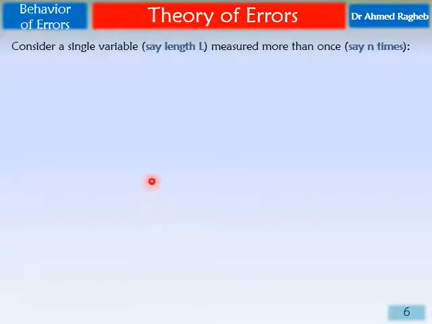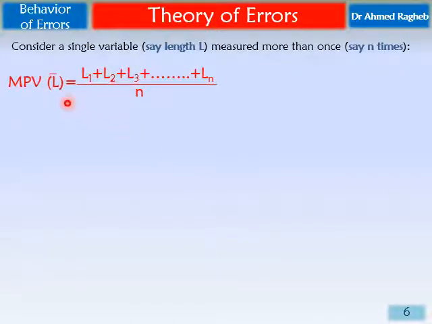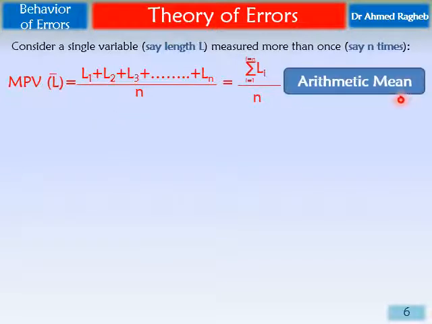Theory of errors. So we're going to deal now with the random errors. We're going to give an example: say we have a length L measured n times. How are we going to get the most probable value of this variable L, which we call L bar? Basically, we have what we studied before, the arithmetic mean. We sum up the measurements and divide by the number of measured times.